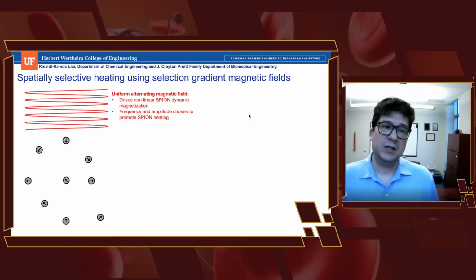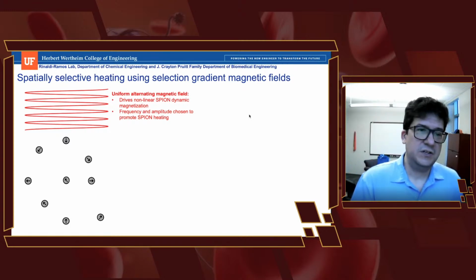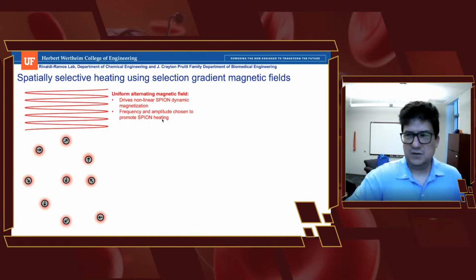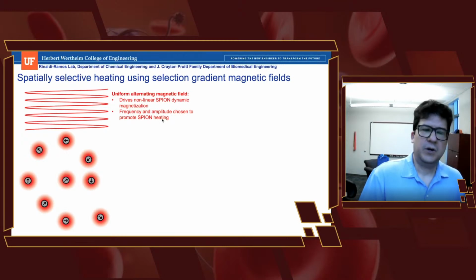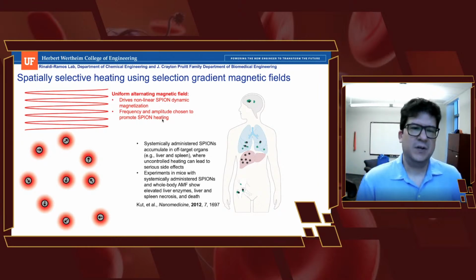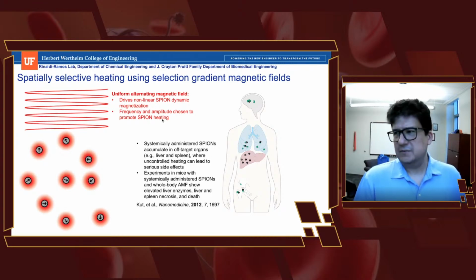And this is going to be very similar to what I told you yesterday about the physics of MPI signal generation. But now what we're going to do is use a uniform alternating field of a frequency such that it promotes nanoparticle heating. If you only apply this alternating field, all the particles heat. And so systemically administered SPIONs that accumulate in off-target organs would lead to significant tissue damage in those organs. And this has been shown in experiments with mice, from Rob Ivkov's group, where they showed that under certain conditions, you could have elevated liver enzymes and liver and spleen necrosis and even animal death.